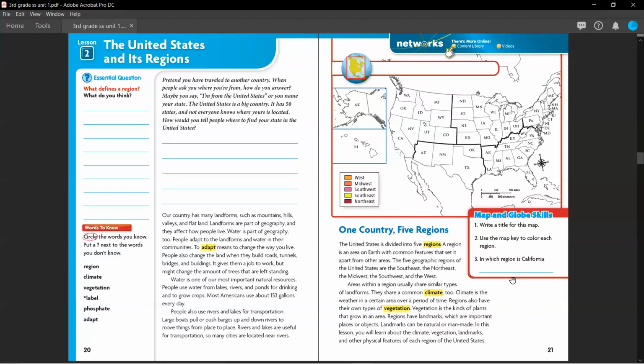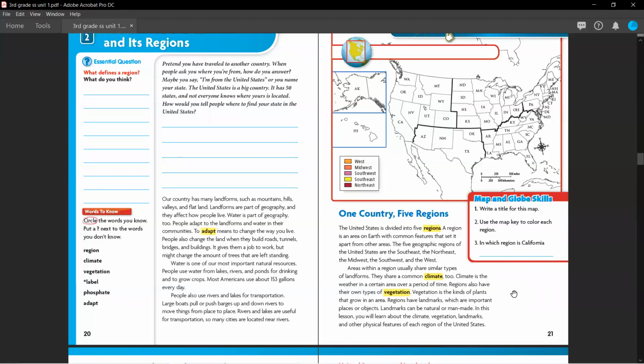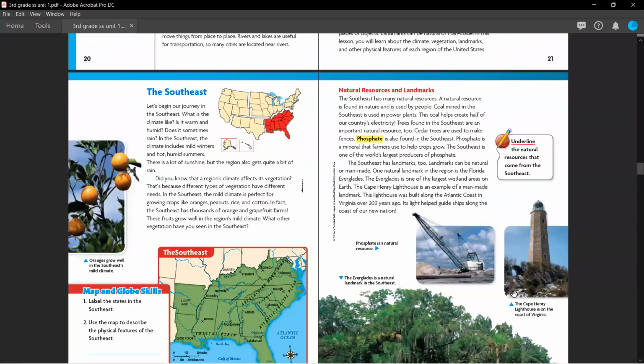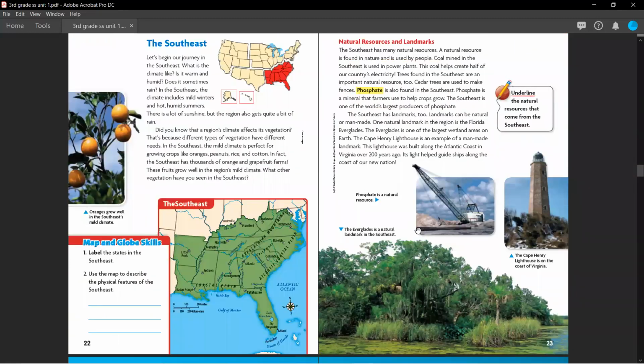And number 3, in which region is California? So you're going to write the name of that region over here. Once you've completed that, we're going to move into the next page, and we're going to begin reading about the different regions. The first one we're going to talk about is the Southeast. That's this region down here. We give you a nice little map that breaks up the different regions and colors in the one that we're going to be working on.